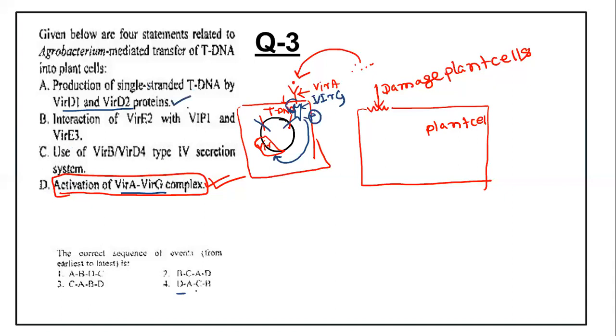So next you can use VirB and VirD4, which is the type 4 secretion system. Now what do we mean by type 4 secretion system? Agrobacterium-mediated gene transfer is an important example of a type 4 secretion system.